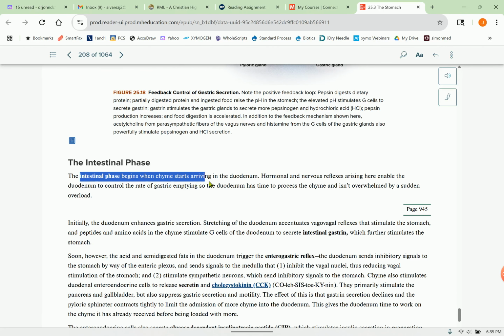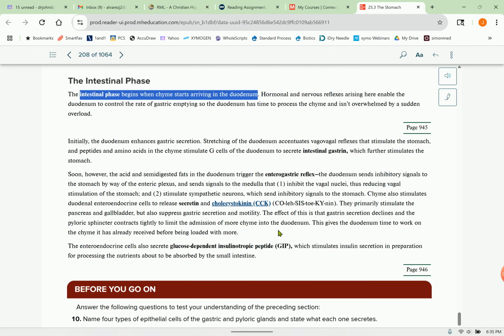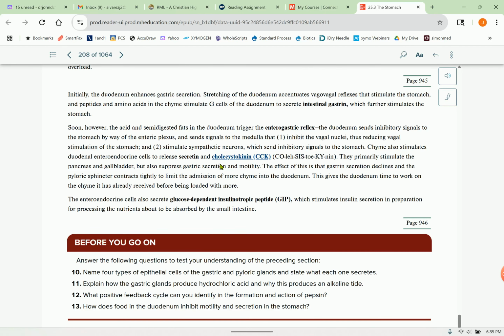In the intestinal phase, this is where chyme starts to arrive in the duodenum. Okay, the pyloric sphincter gradually introduces the chyme. Okay, cholecystokinin is released. One thing that will help do is stimulate the pancreas to release its pancreatic juices, and the gallbladder to release its bile that is stored. And bile helps you emulsify fats. Okay, so it brings fat and an aqueous environment together to help with the breakdown.